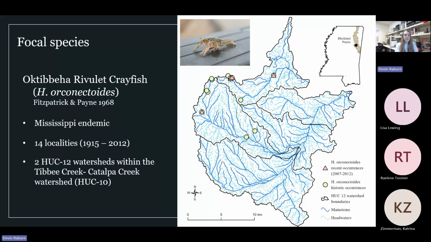And these are from 2 HUC 12 watersheds within the Tibbee-Catalpa Creek watershed. And you can also see that depicted on the map here, how all of those sites are within those 2 HUC 12s, within those black boundaries.